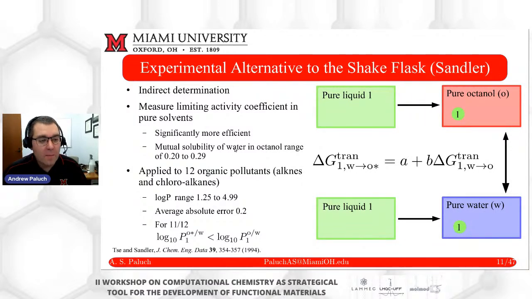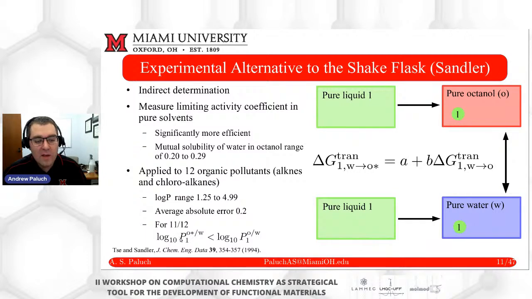So Chen and Sandler applied this method. They looked at 12 organic pollutants, which were really alkanes and chloroalkanes. Experimental log Ps range from 1.25 to 4.99. And what they found is that their method worked pretty well. The average absolute error was about 0.2 log units, which wasn't too far off from the error in the direct shake flask experiments.